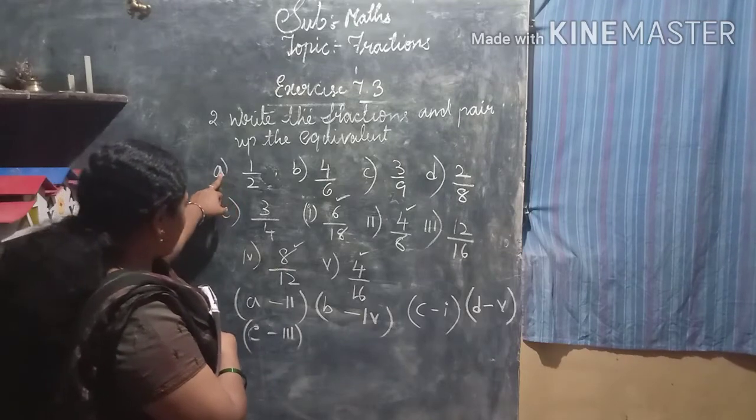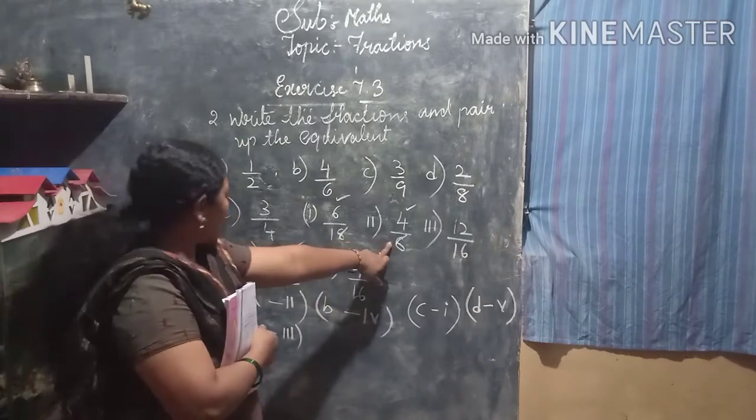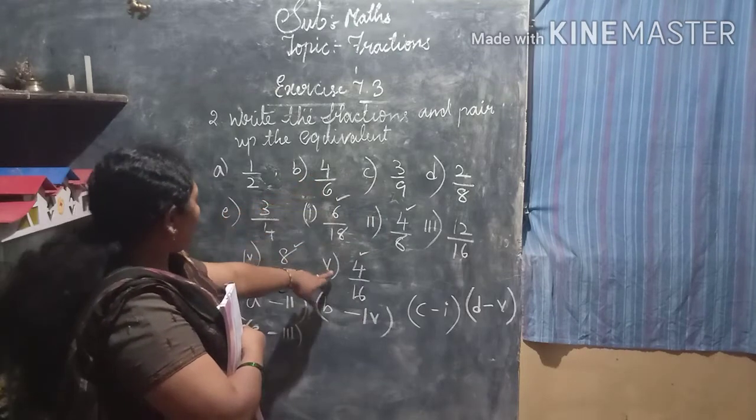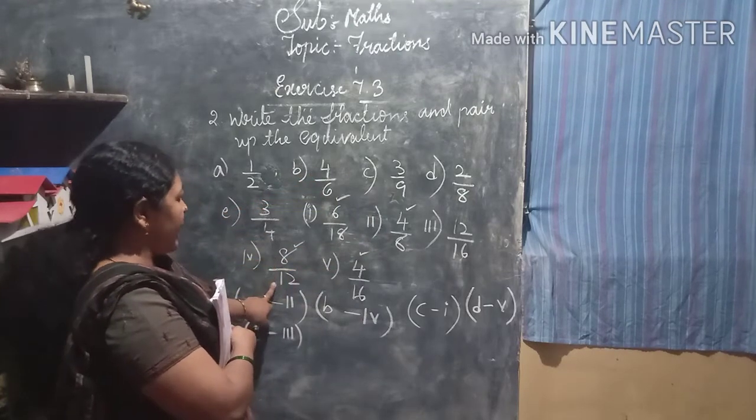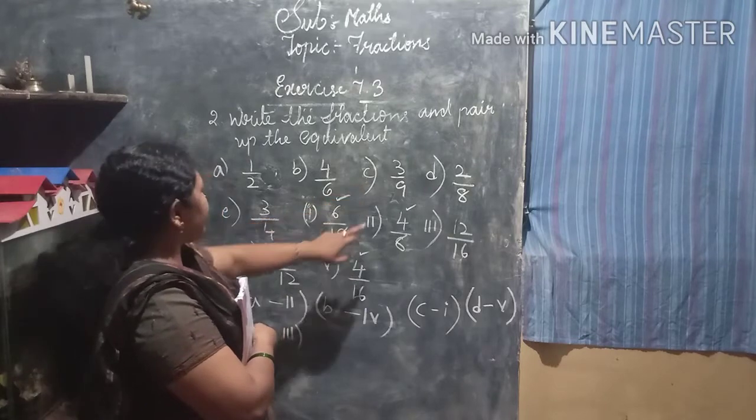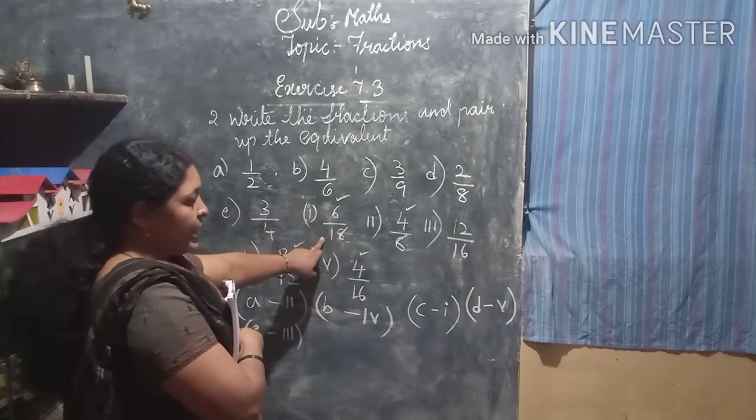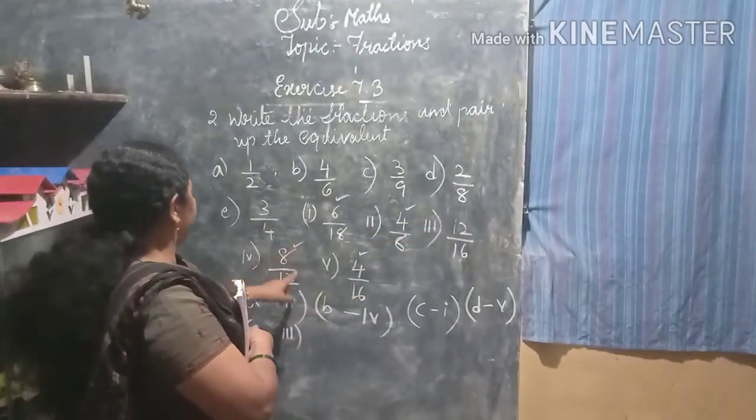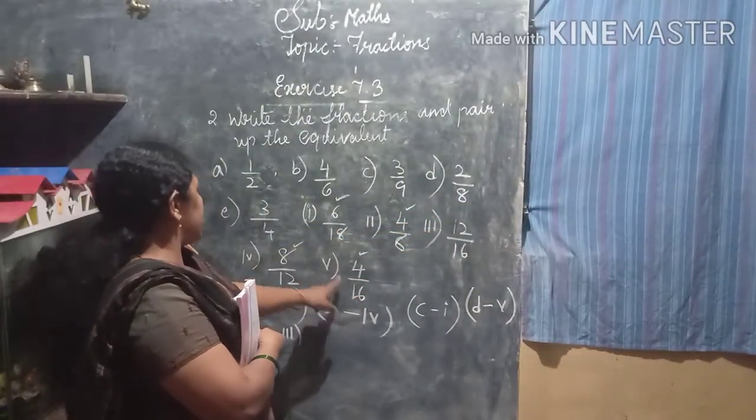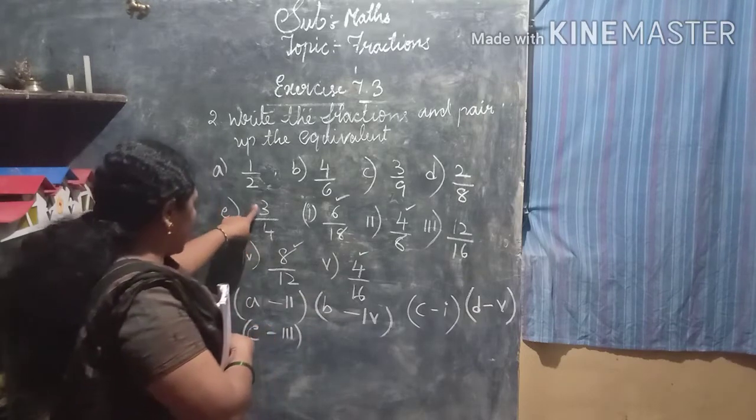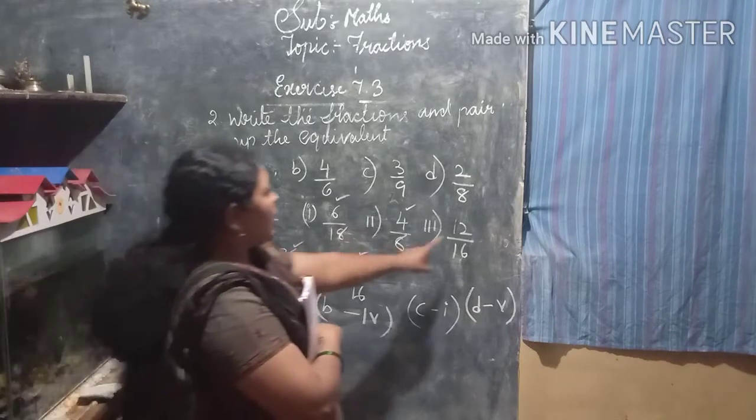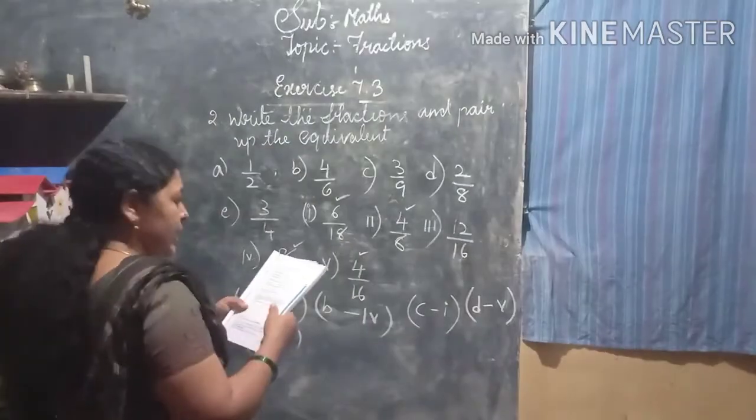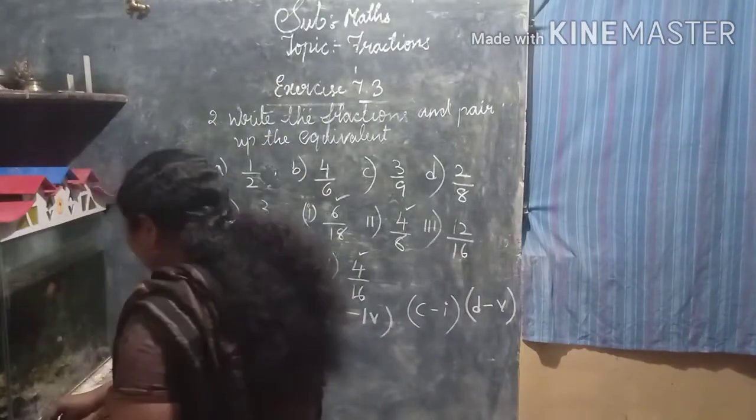So A is equal to 2 by 4, that is 4 by 8. B is equal to 4 by 6, which is equal to the fourth one, 8 by 12. C is equal to the first one, that is 6 by 18. D is equal to 2 by 8, which is equal to the fifth one, that is 4 by 16. The last one, E is equal to 3 by 4, which is equal to 12 by 16. So by this, the second one is cleared. Now let us see the third one.